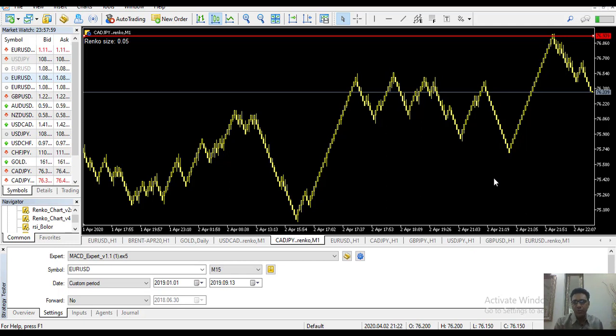And the second reason would be if there is a disruption in your connection, and you have to close your MT5 or MT4 and then open it after some time. The chart would look something like this. Then you have to reload again, put another chart, and then load your Renkos.